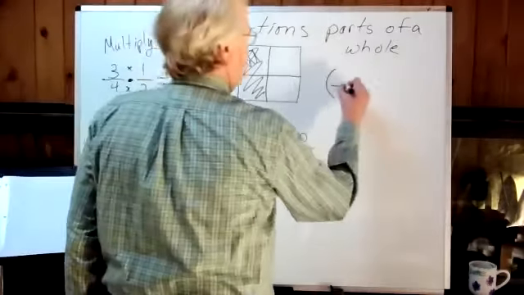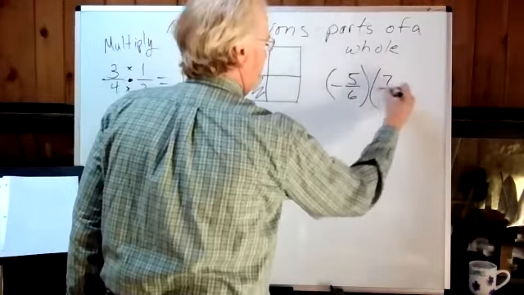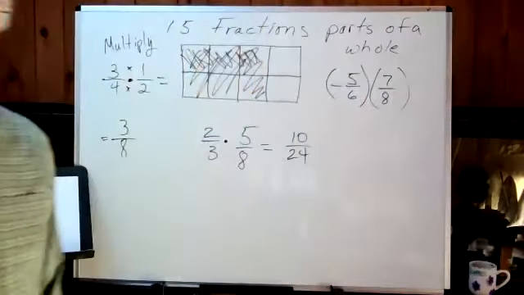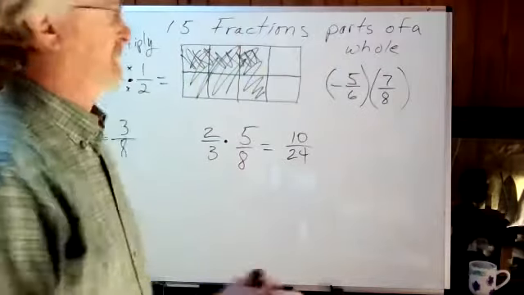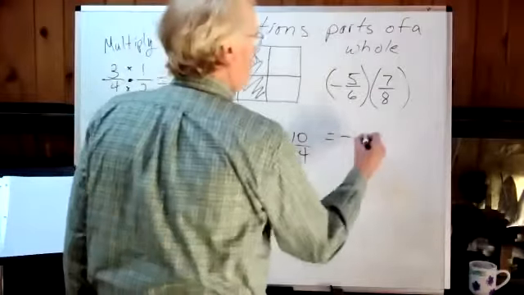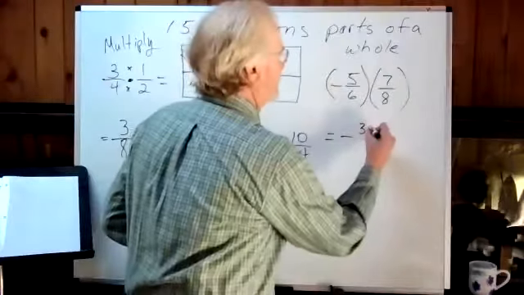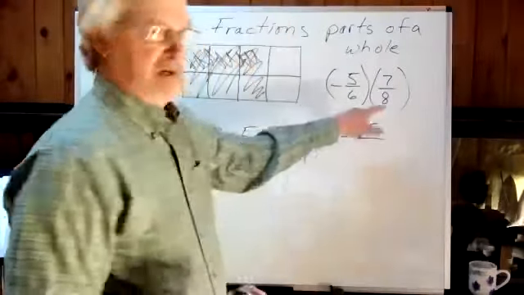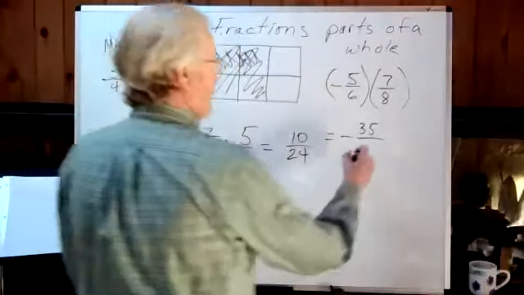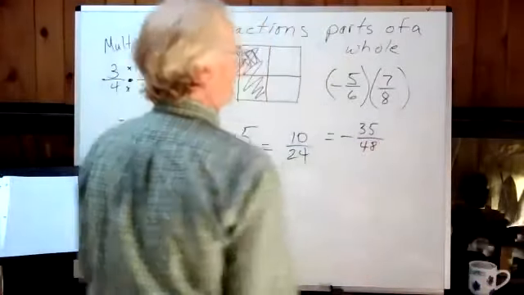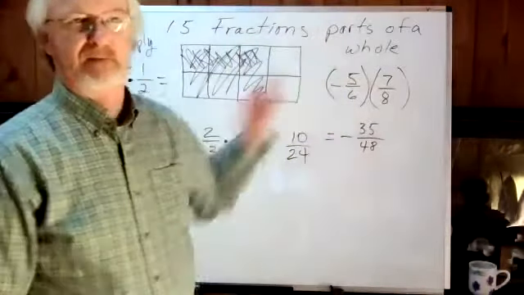Watch out if I've got a negative times a positive. You still have to keep track of your signs, right? Negative times positive, my result will be negative. But 5 times 7 is the number 35. 6 times 8, 48. There is the product of those 2 fractions, negative times positive.